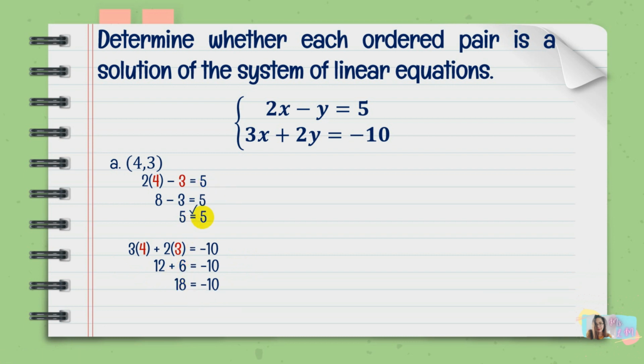So again, it satisfies the first equation but on the second equation, hindi siya naging true. That means itong 4 and 3 natin is not the solution to the given system. Again, kailangan pareho silang masatisfy.